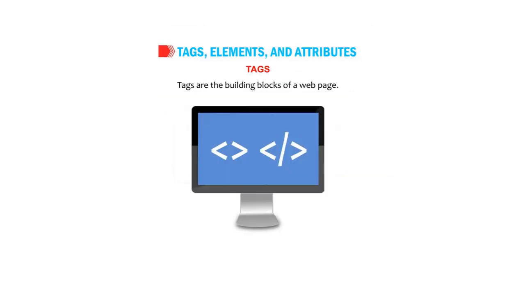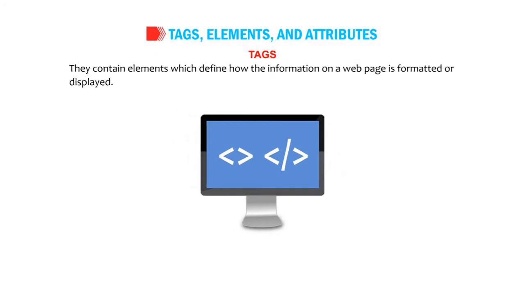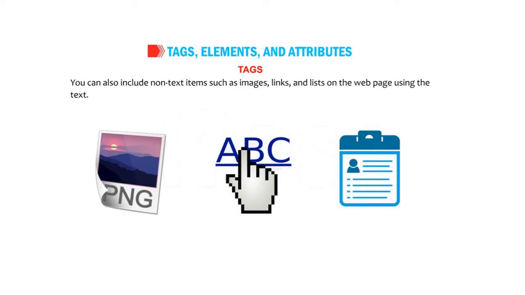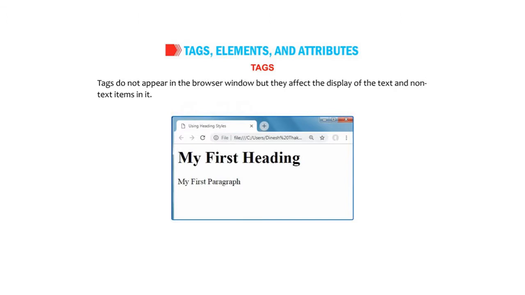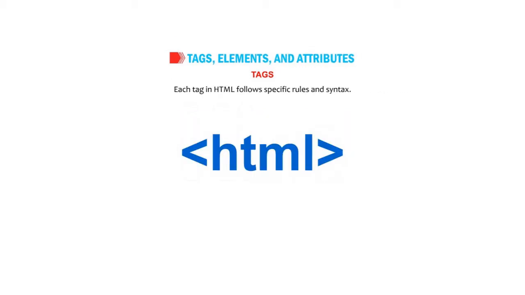What are tags? Tags are the building blocks of a web page. They contain elements which define how the information on a web page is formatted or displayed. You can also include non-text items such as images, links, and lists on the web page using the text. Tags do not appear in the browser window, but they affect the display of the text and non-text items in it. Each tag in HTML follows specific rules and syntax.